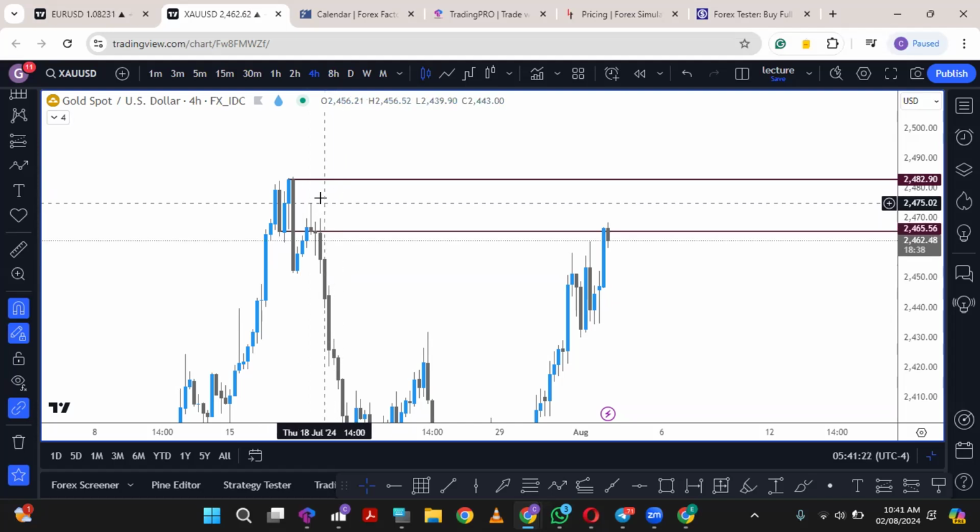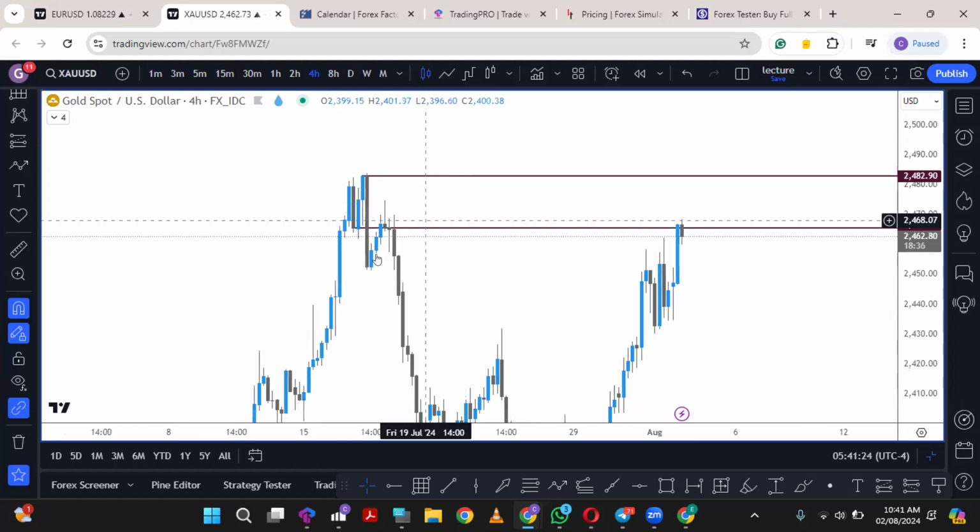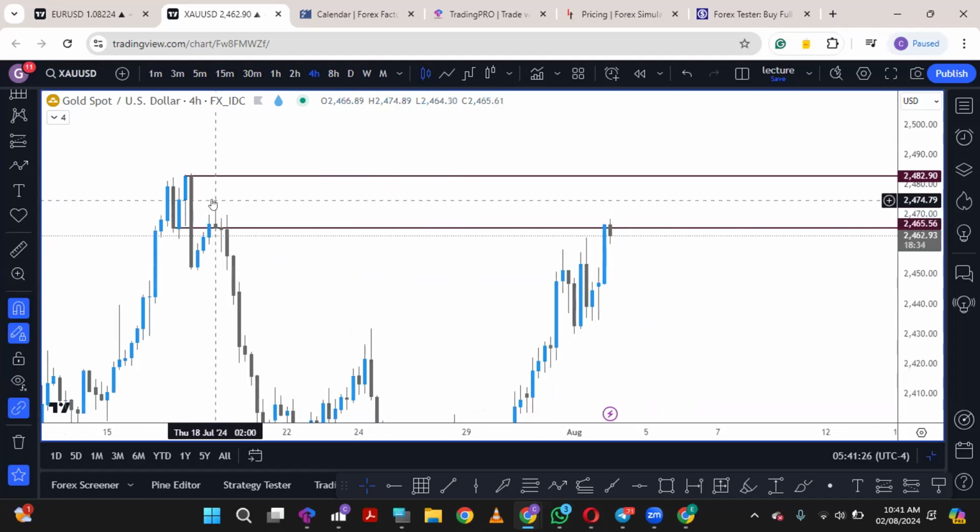What is above this high? An all-time high? Weeks? No. What is here? What is above this high? Swing high, sir. What is above this high? Liquidity. It's liquidity.